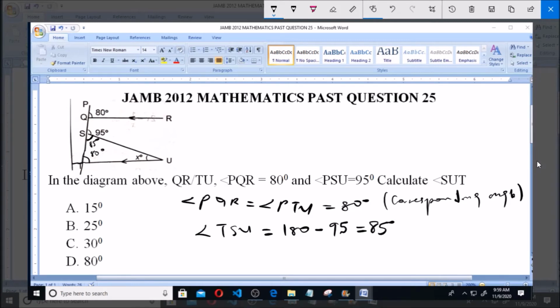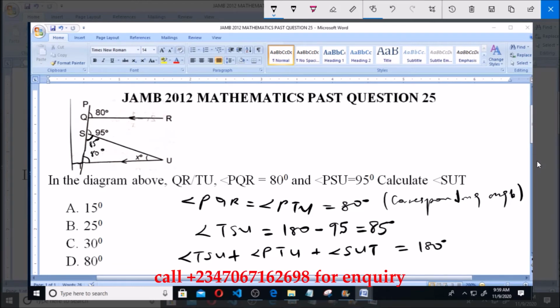Now if you look at it very well, we have this angle to be 80 degrees, and here to be 85. You will notice that STU is a triangle, and like we know, the sum of angles in a triangle is equal to 180. So we can simply see that angle TSU plus angle PTU plus angle SUT, which is X, is equal to 180 degrees. That is the sum of angles in a triangle.